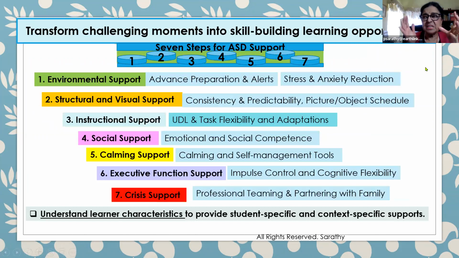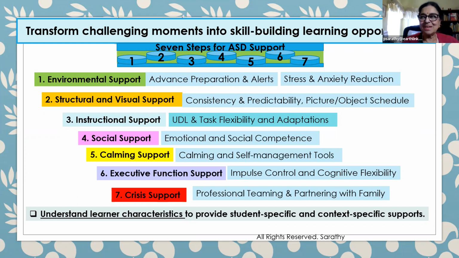So in thinking in terms of 7 steps for autism support, first and foremost, we want to make sure that the environment is supportive to the student. Is there advanced preparation? Are there alerts for the student if there are changes in the environment? And is the environment conducive to helping the student to focus and pay attention? Is the environment helping to reduce stress and anxiety? It's something you want to look at.